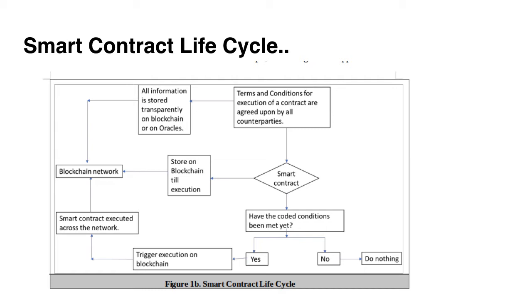Okay, once all of this information runs as a smart contract on the blockchain network, it would be executed when the conditions have been met. If the conditions have been met, it triggers this execution on the blockchain and the smart contract is executed on the network. If the conditions are not met, for example, if there's no flight delay, it doesn't do anything at all. Okay, so that is how the logic flows.